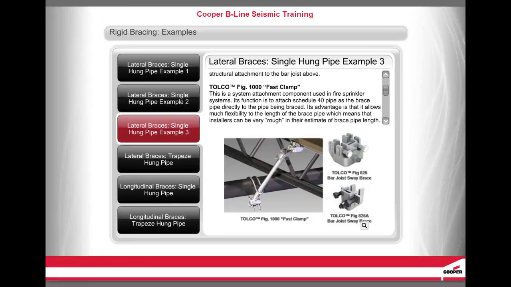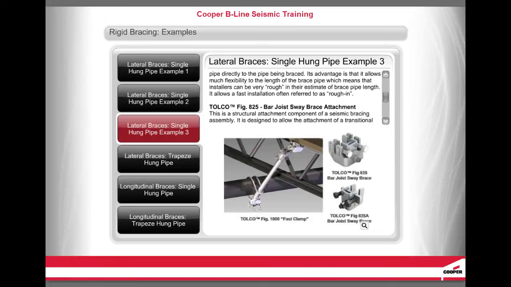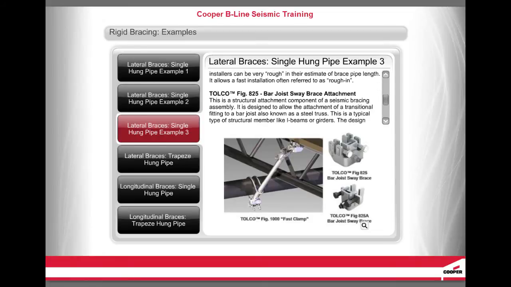Tolco Figure 1000 Fast Clamp. This is a system attachment component used in fire sprinkler systems. Its function is to attach Schedule 40 pipe as the brace pipe directly to the pipe being braced. Its advantage is that it allows much flexibility to the length of the brace pipe, which means that installers can be very rough in their estimate of brace pipe length. It allows a fast installation, often referred to as rough-in.